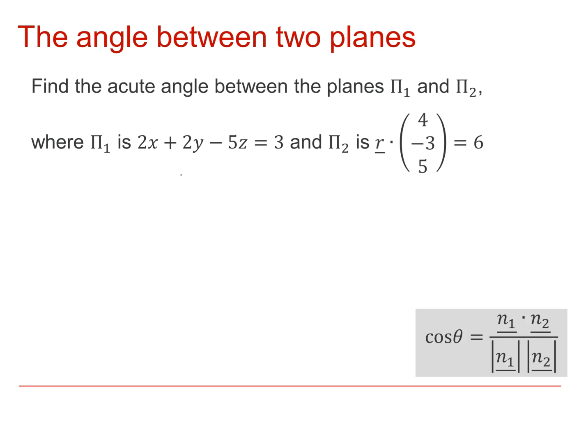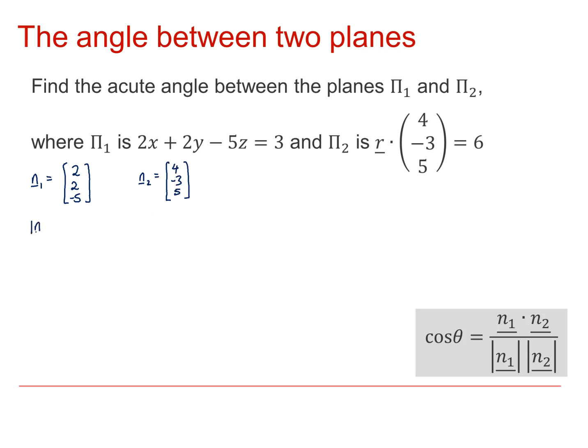Here's another example. This time the equations of the planes are written in different forms. Pause the video while you have a go at working this out. OK, I start by writing down the normal vectors again. The first one, read from the Cartesian equation, is (2, 2, -5). The second one, from the scalar product form of the equation, is just that vector there that's dotted with the r. So n2 is (4, -3, 5).